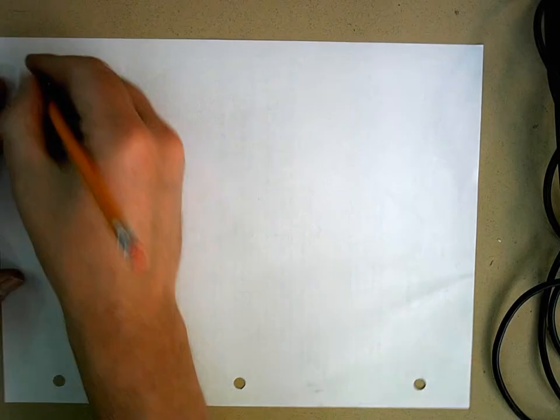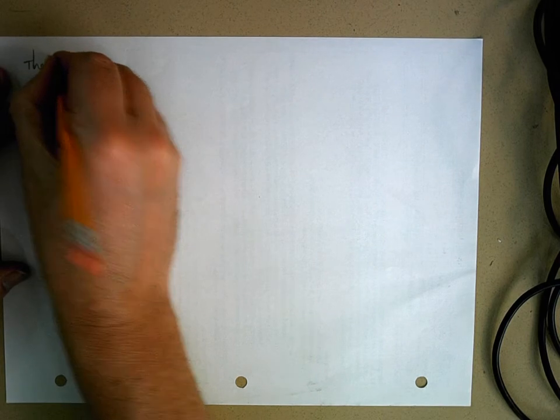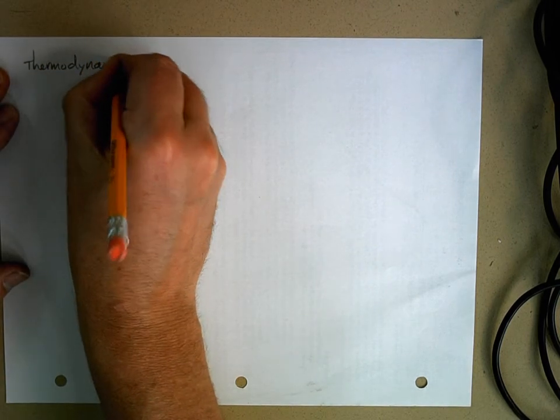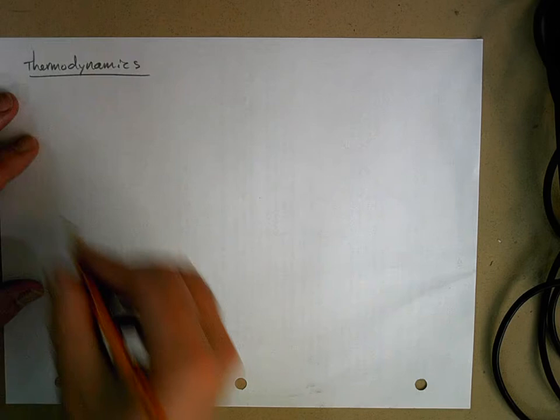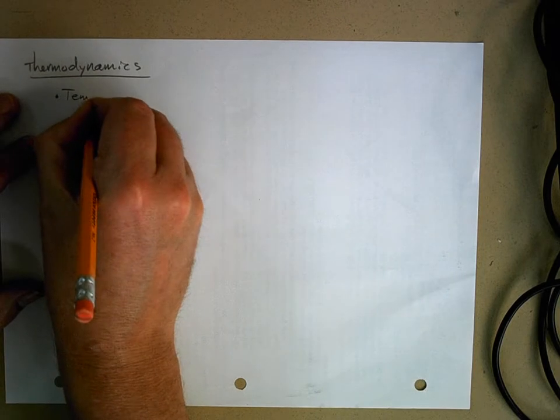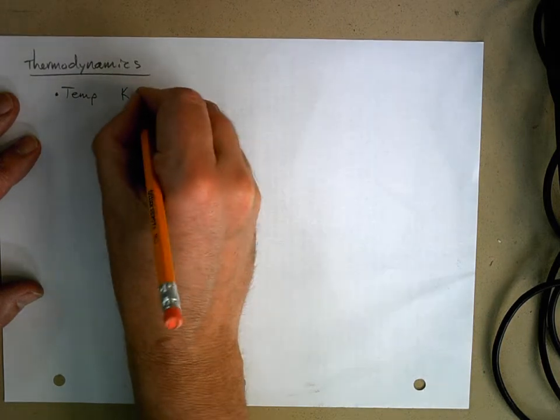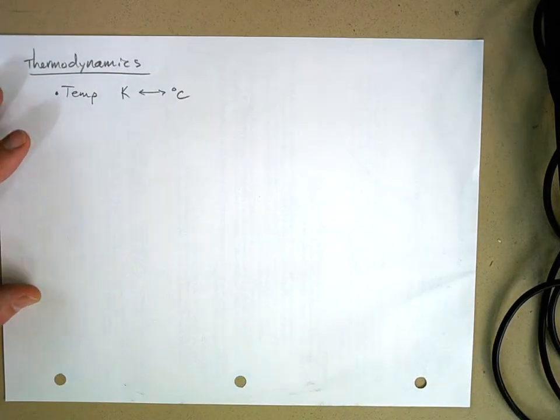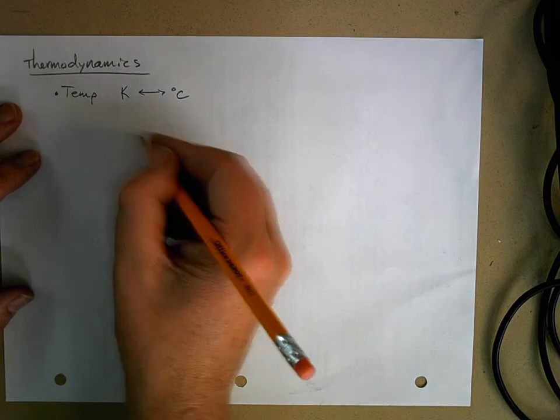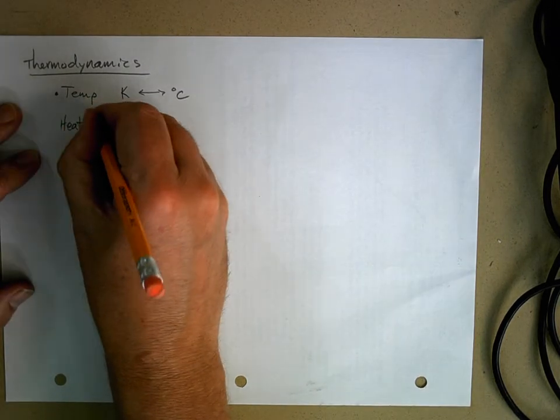And that should take care of Unit 8. Unit 9 is thermodynamics. And the basic idea in thermodynamics is, well, things have a temperature. Make sure you can go back and forth from kelvins to degrees Celsius. Look up that equation. Mainly, though, we talked about heat transfer.